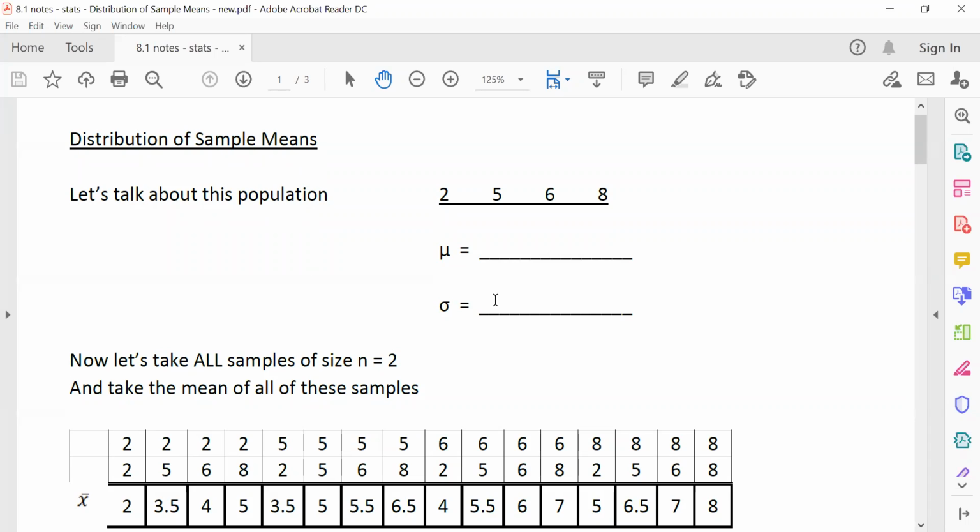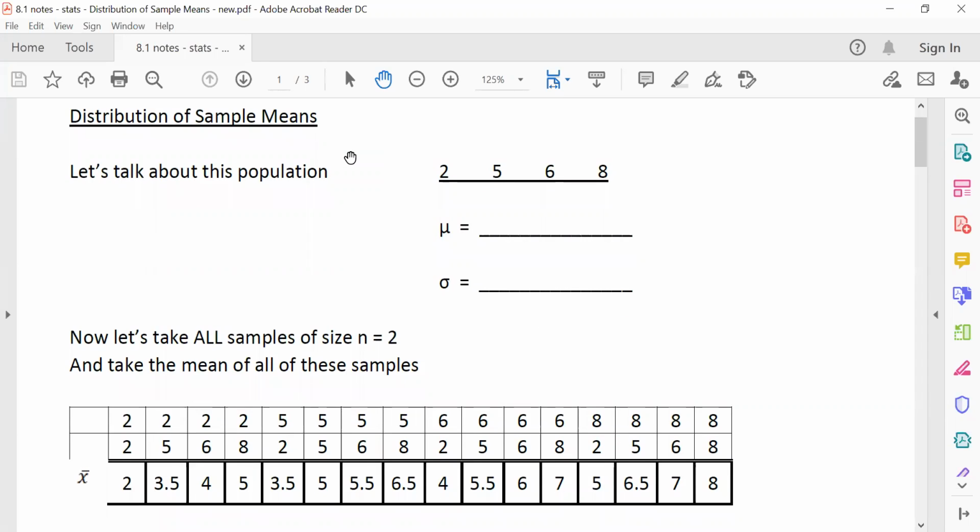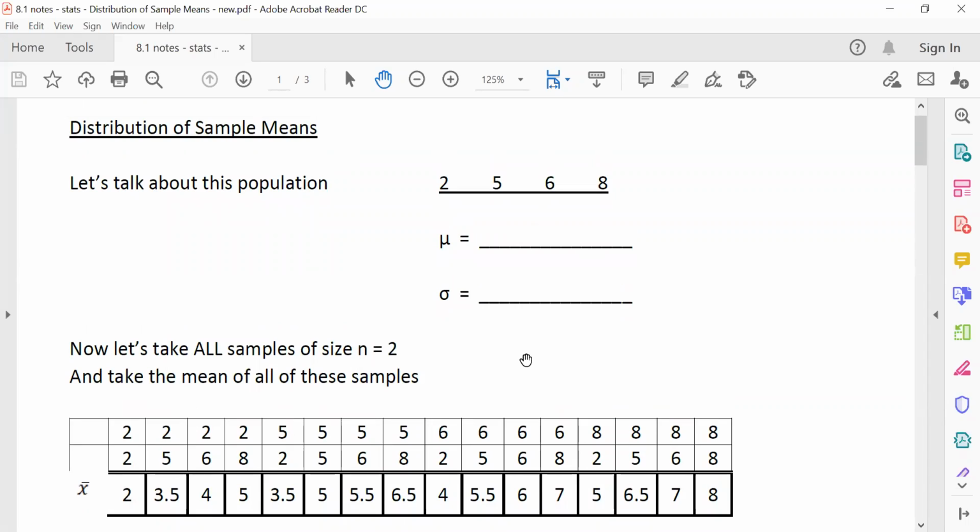Namely, we're going to talk about the mean. What does the average value look like in a sample or in a population? And can we compute z-scores and compute probabilities with that? So let me talk.